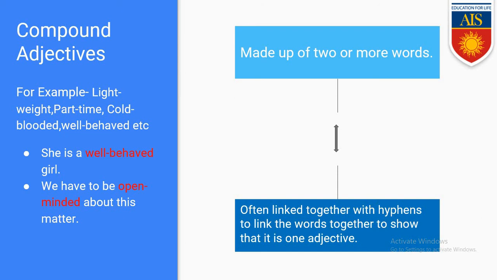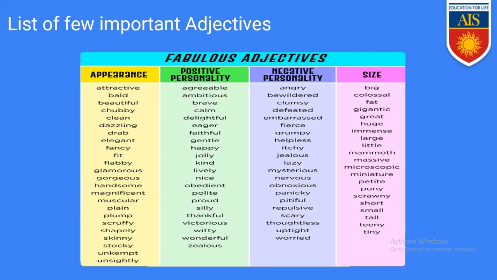So these are 7 different types of adjectives that I have discussed with you. Next is the list of a few important adjectives that you can see. Adjectives based on appearance, positive personality, negative personality and size are given over here. So these are a few adjectives.